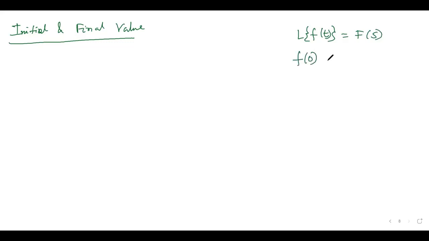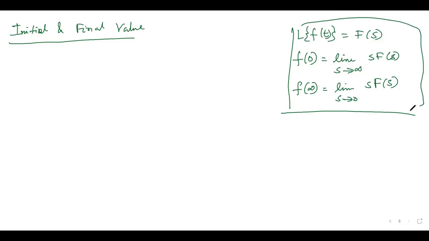Initial value of f(t), do you remember what the initial value was? Limit s tends to infinity s F(s). And what is the final value? That is f of infinity. Limit s tends to 0 of s F(s). Do you remember? This was the initial value and final value. This was the initial value theorem, final value theorem for Laplace transformation.